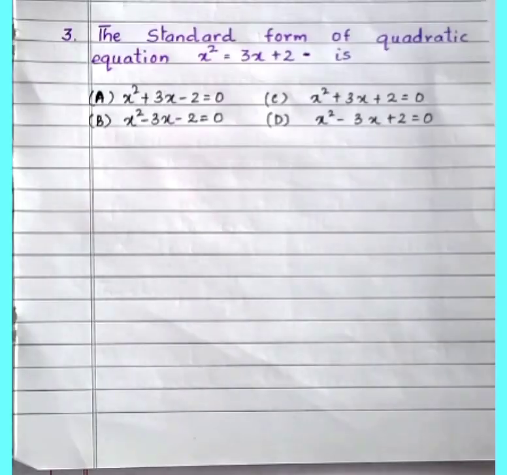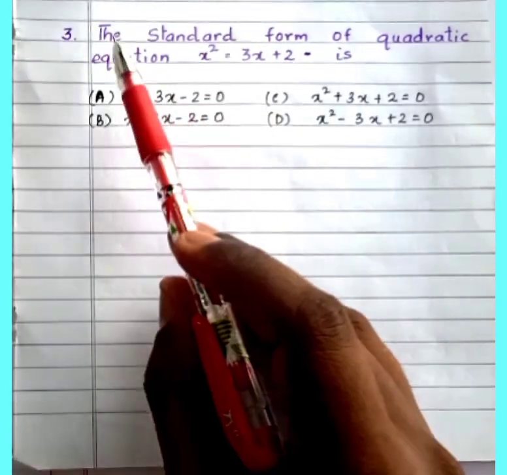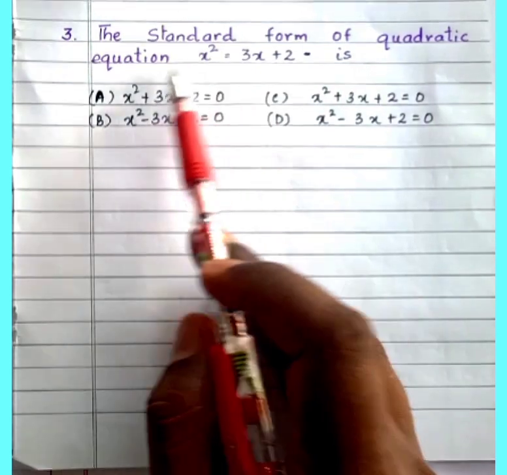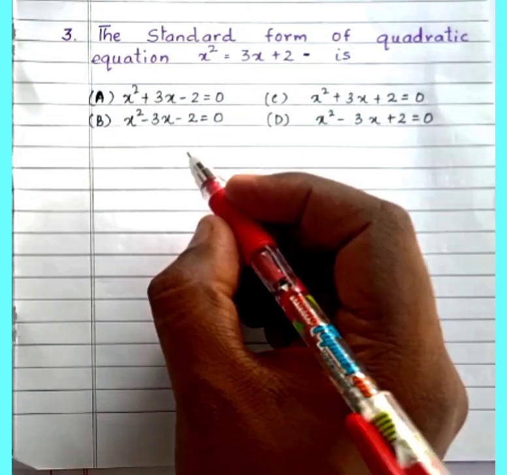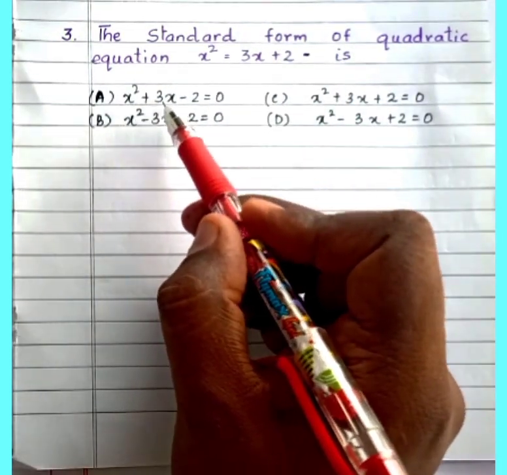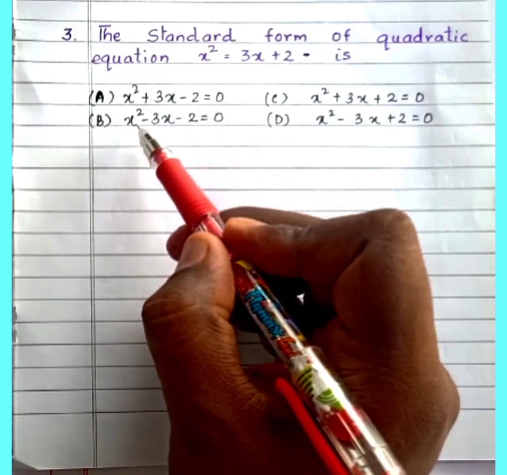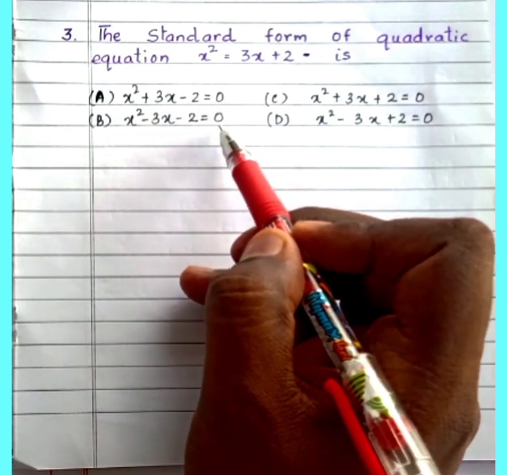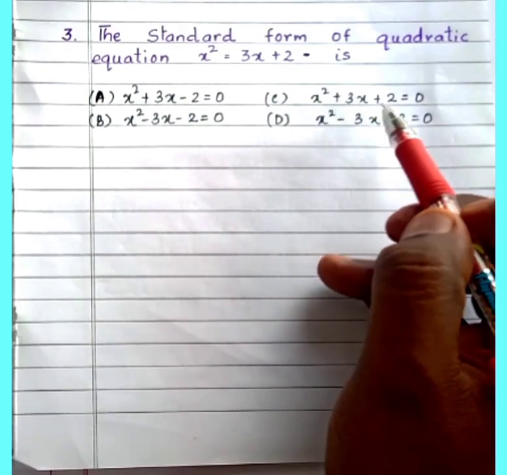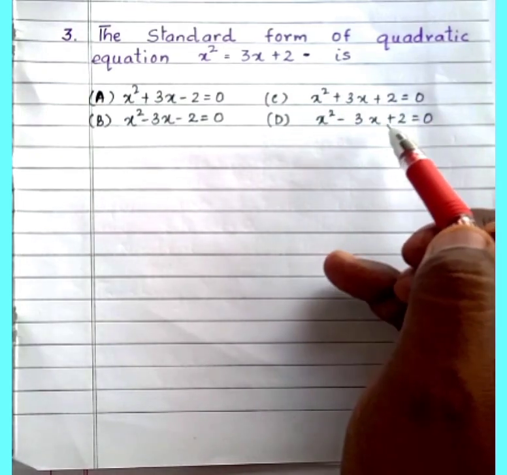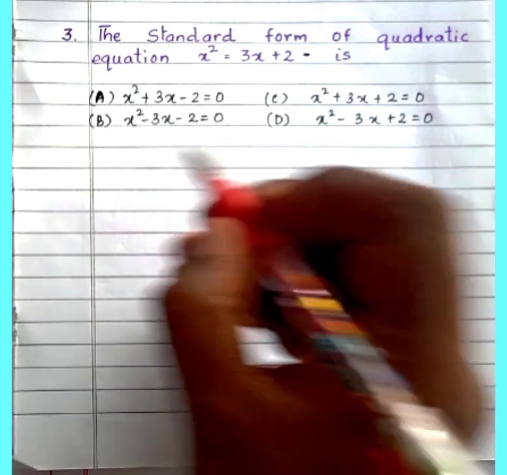Now moving to question 3. The standard form of the quadratic equation x square equals 3x plus 2 is: option A x square plus 3x minus 2 equals 0, option B x square minus 3x minus 2 equals 0, option C x square plus 3x plus 2 equals 0, option D x square minus 3x plus 2 equals 0.